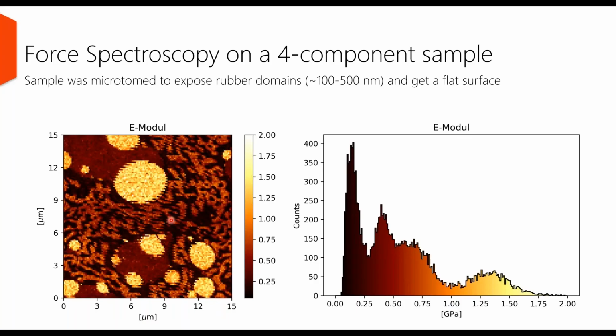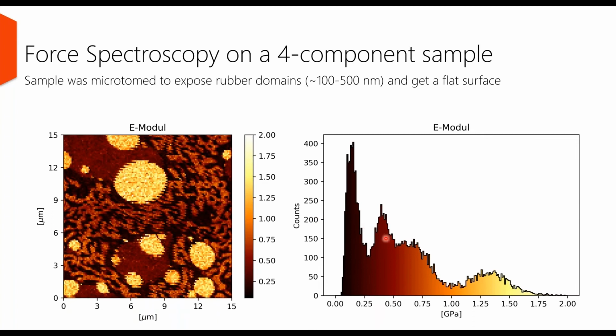So here's a 4-component rubber sample. The sample was microtomed to get a flat surface, and then we took force curves. So in a grid pattern, at each pixel, we took a single force curve, and then analyzed that using the DMT model. And if you take a look at the actual modulus map, what we get is an image of the actual modulus of this rubber sample, of this 4-component sample.